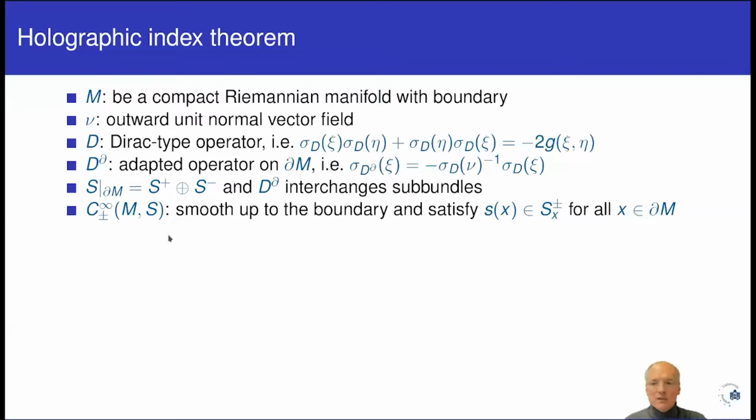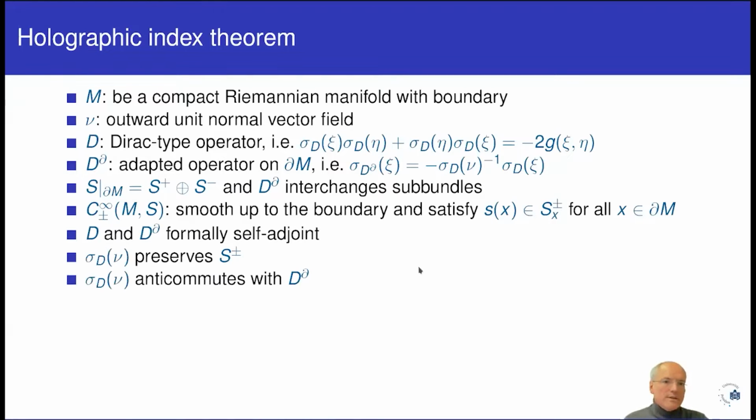So similar to the previous case. That's the situation now. And now we observe, furthermore, we assume that the operators are formally self-adjoint, that the principal symbol, so think of it as Clifford multiplication with the normal vector field, preserves these two subbundles, and it anti-commutes with the Dirac boundary operator.